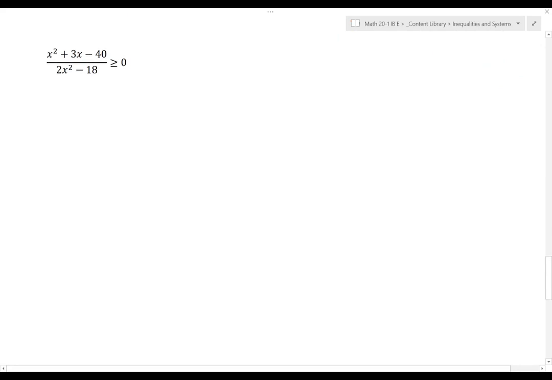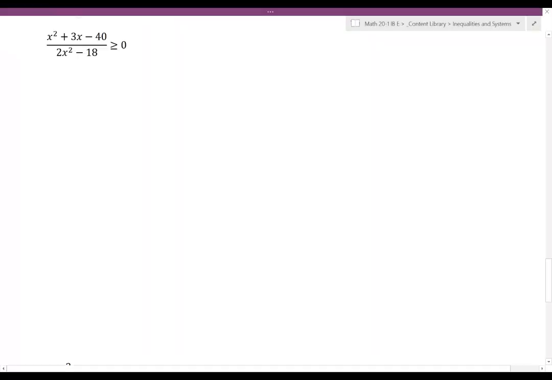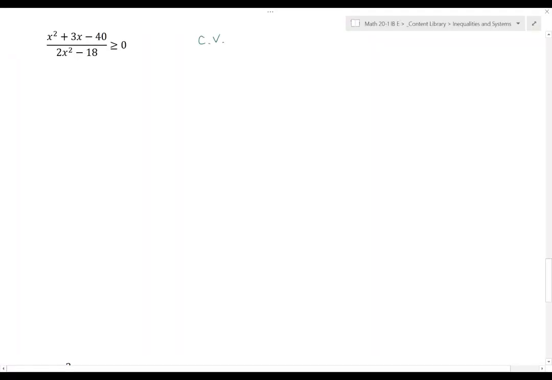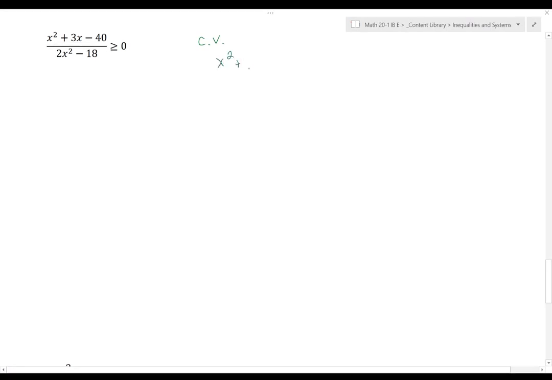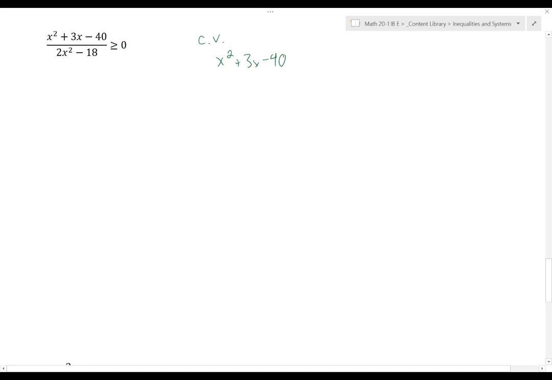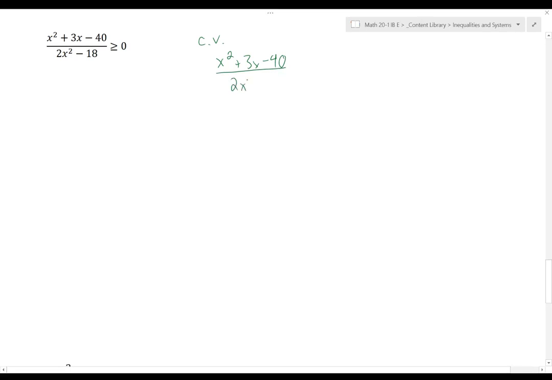Now, rationals, same idea, but now we have to bring in also the idea of non-permissible values. Our non-permissible values are critical values, just like the others. So to find critical values, I'm going to solve the associated equality. So x squared plus 3x minus 40 over 2x squared minus 18 equals 0.